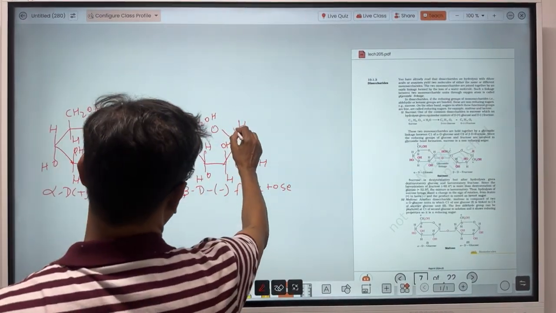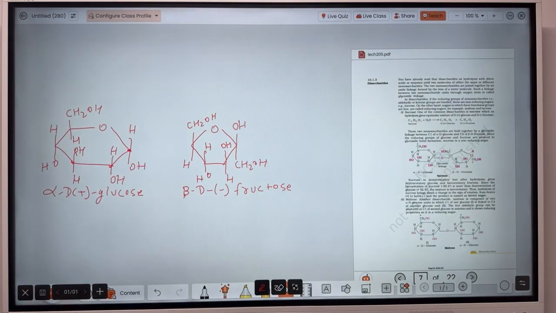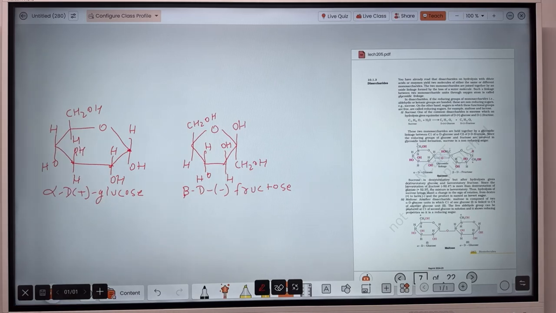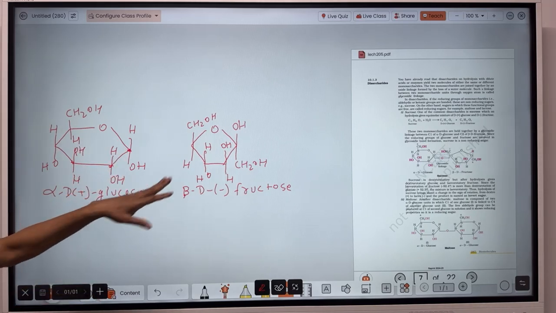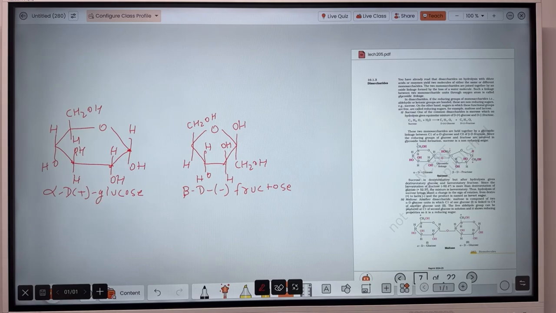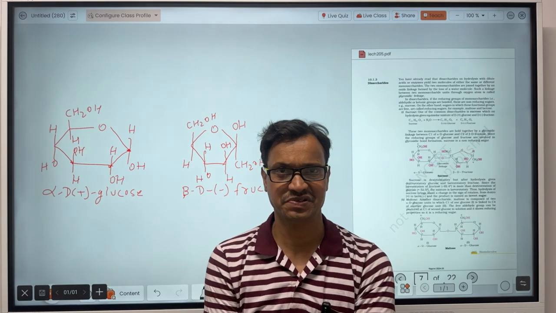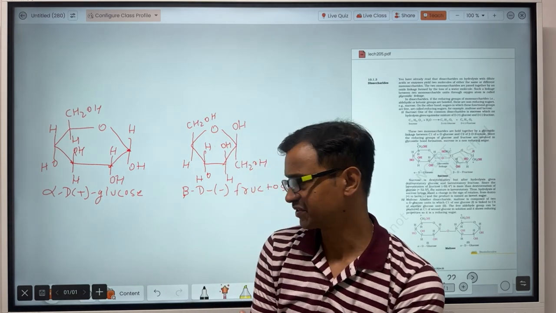There is 1,2 OH, beta D fructose about that. So OH will be above. OH will be above. This is beta D fructose. OH below, then alpha. OH above, then beta. Now there is 1,2 glycosidic bonding between alpha D glucose and beta D fructose.